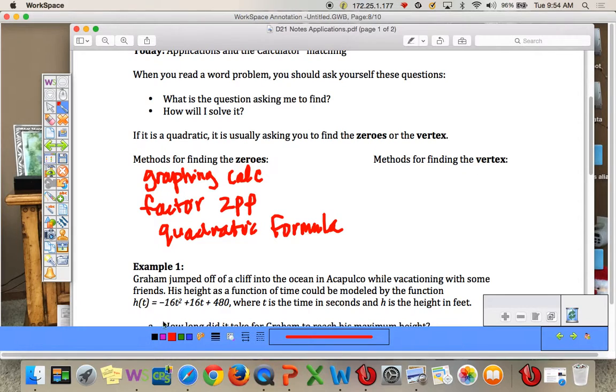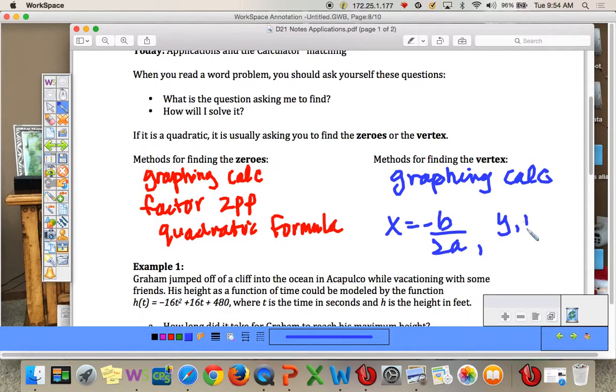How about finding the vertex, the highest or lowest point, depending on if it's U-shaped up or U-shaped down? Again, we could use our graphing calculator and analyze the graph. Or we can use this method where we find x as the opposite b over 2a. And then for y, you're going to plug in x and solve. And we're going to practice all of these methods today with word problems.